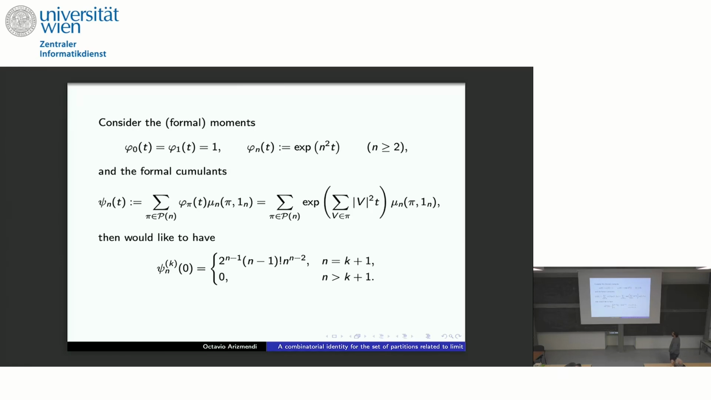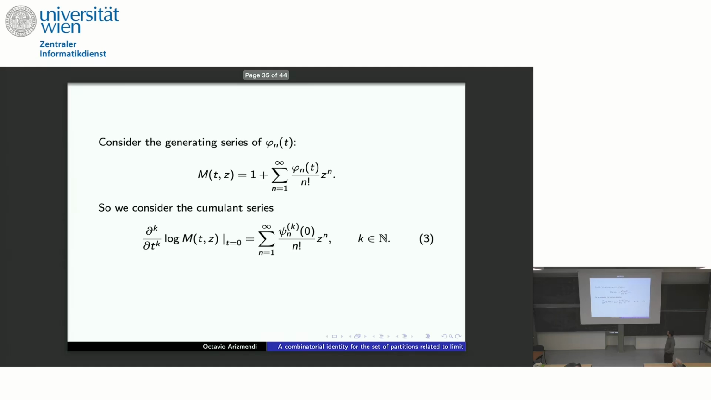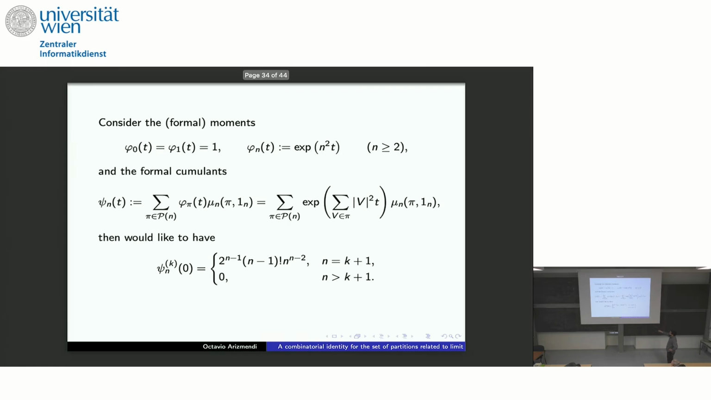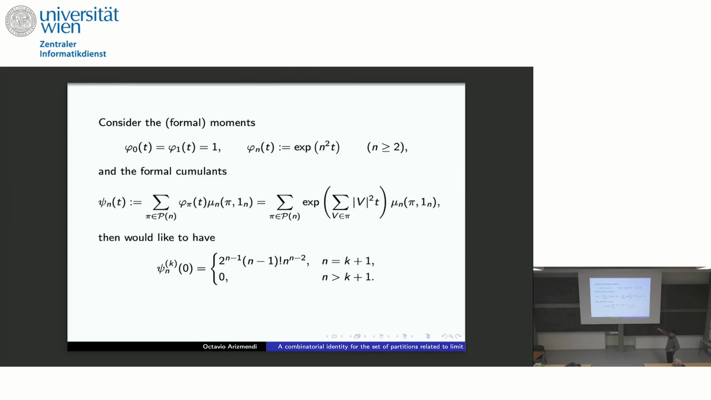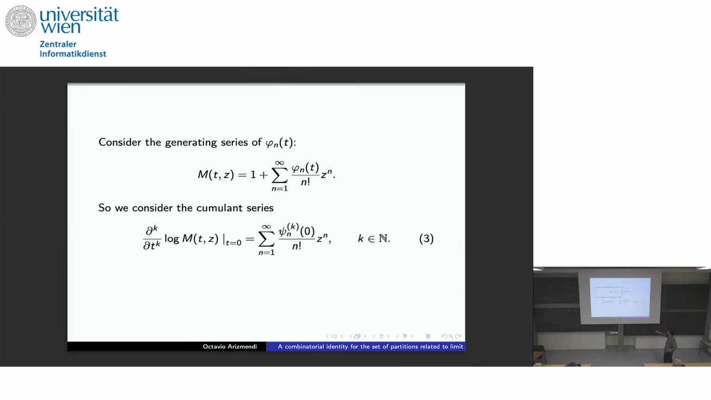Okay? And how to do this? So this is the trick. We consider now the generating series of the moments. Because this is the moment-cumulant formula, you want the cumulants of this guy. Sorry to be switching. You want the derivative k times of the log of this moment series, which is the cumulant, and then you expand this and you get exactly what you want.